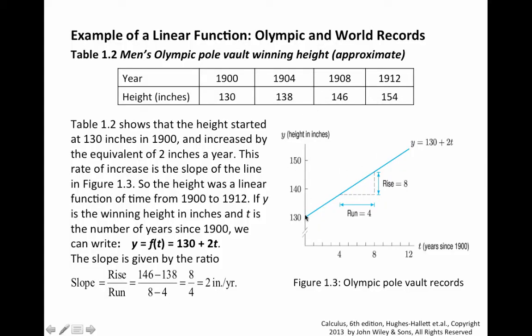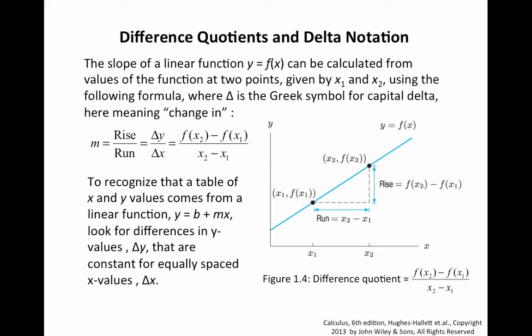Now if you represent that graphically, you can see that it does form a line when we plot these heights versus the years, and you can see that the slope of that line is 2, because the height changed 2 inches per year. Okay, now this is really, really important, and I'm sure you've seen all this before, but you got to be really comfortable with it.